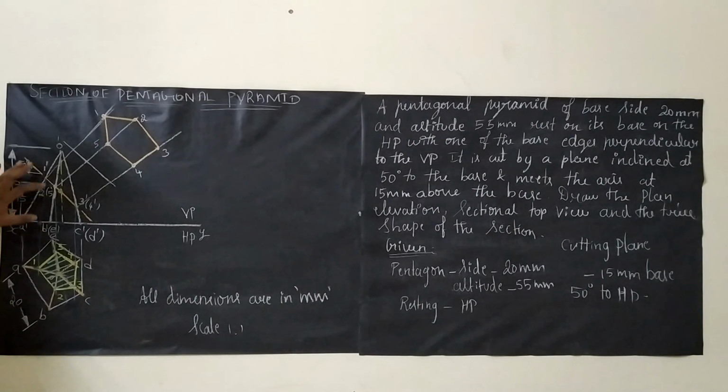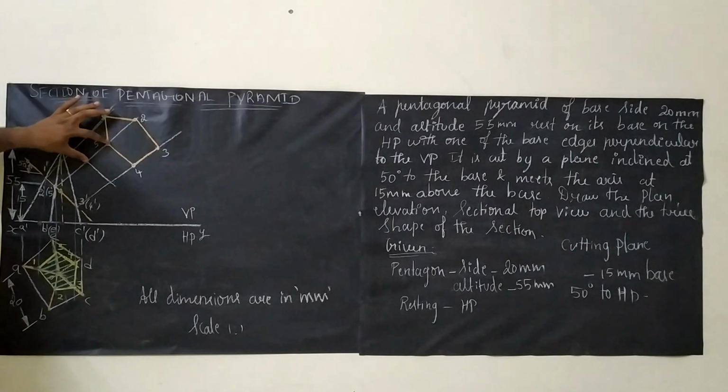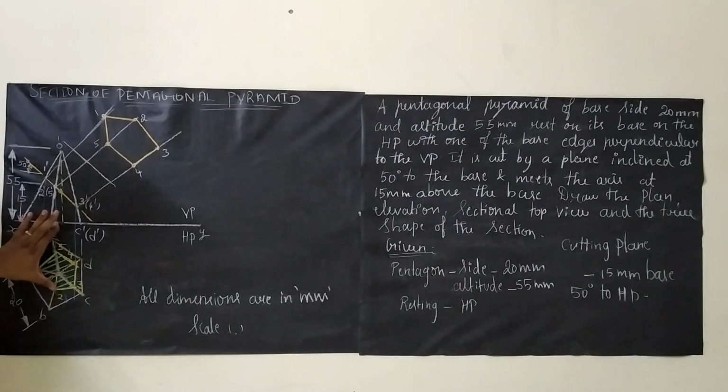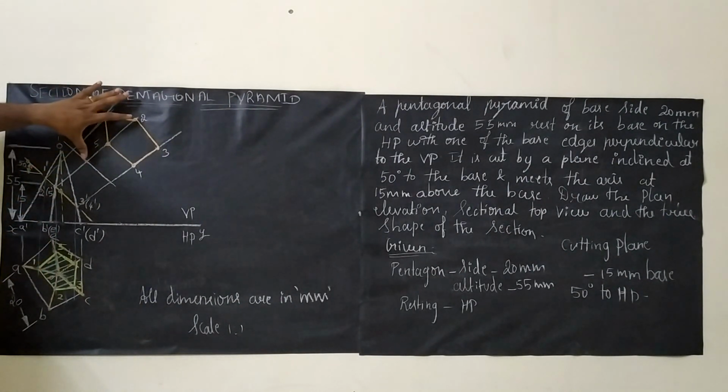Similarly for this one. So 2 dash and 5 dash we got here. Try to extend that point, it will be meeting the reference line. Keep your compass here and measure till 5. However much distance is here, the same distance from the reference line. For the same distance you have to mark 2.